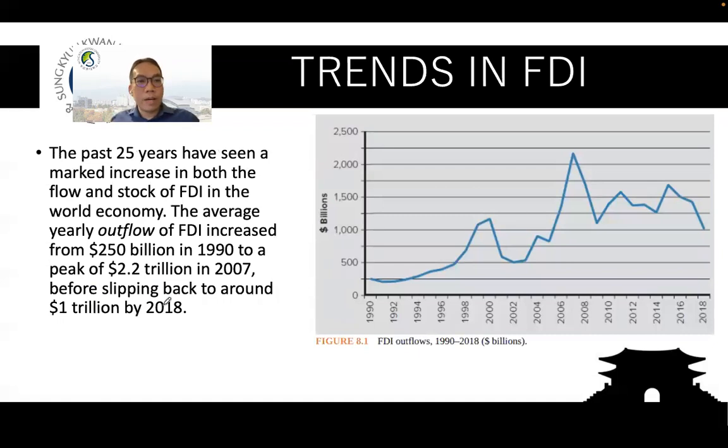If you look at the trends in FDI, we see an increasing trend, but then decreasing a bit toward 2018 that we can see on the screen. For the past 25 years, from 1990 to 2007, the outflow, meaning it's going out of one country to another country, has increased from $250 billion in 1990 to $2.2 trillion in 2007, but then it rebounded slightly afterward to about 1 trillion by 2018. But still, this is quite a big increment from 1990 to 2018, almost fourfold at least. In 2007, it even reached $2.2 trillion. I think the trend will continue this way.